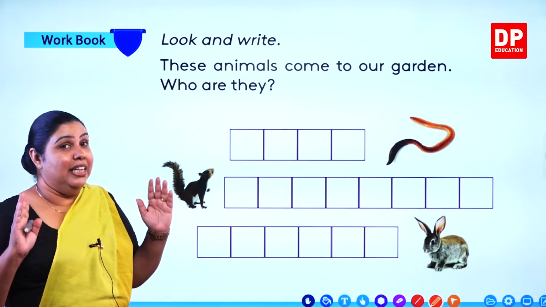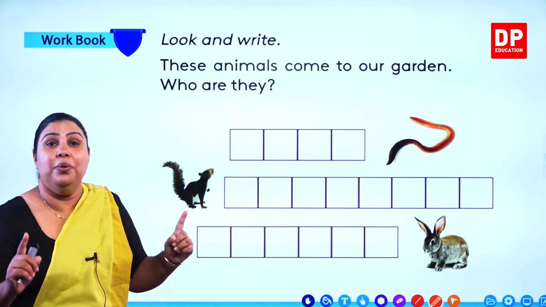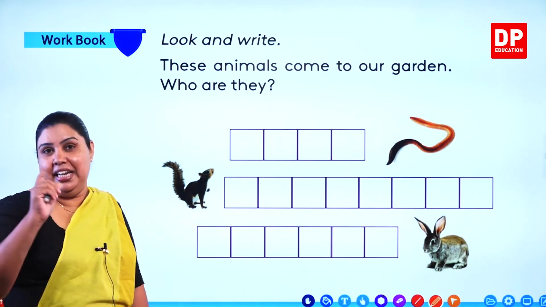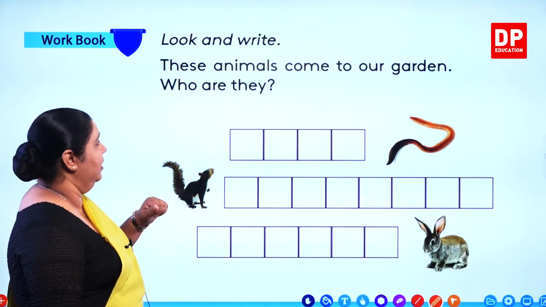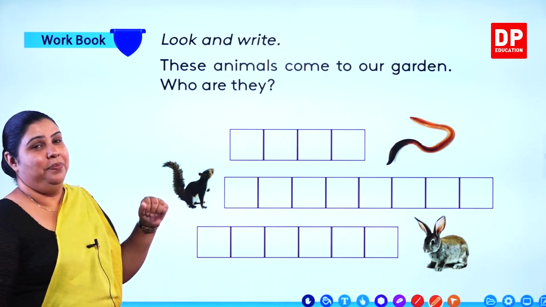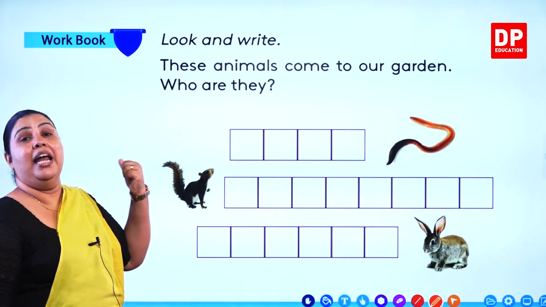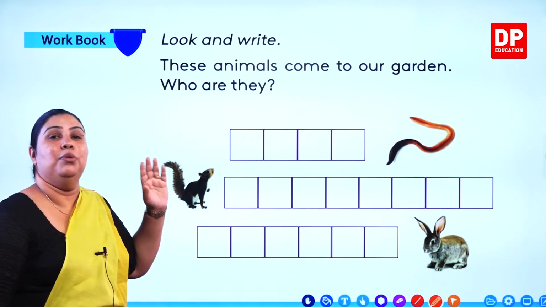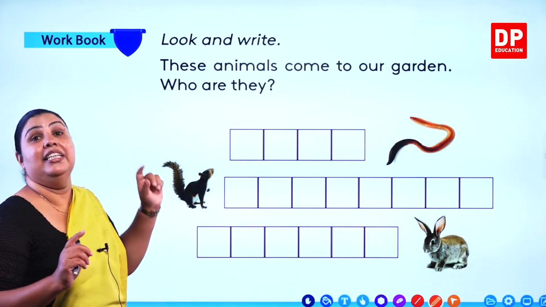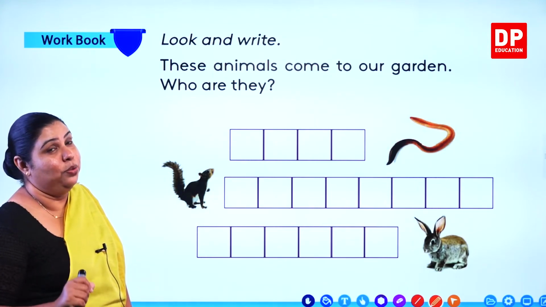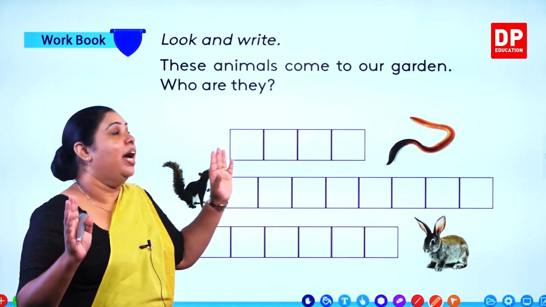Then we learnt about the animals and the insects who come to our garden, and now it's time for us to write their names. Okay? Right. These animals come to our garden. Who are they? Now you have learned the names, then you know the description of the animal, and now we have come to our workbook activity to complete it with writing the names of the little animals who come to our garden. Who are they? Now we are going to write their names.